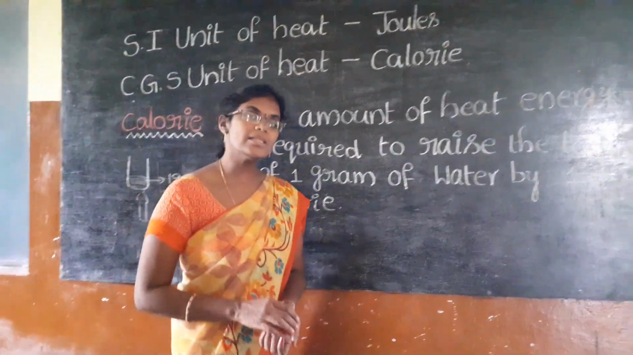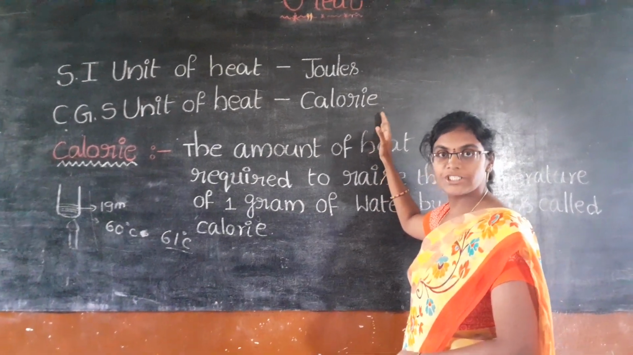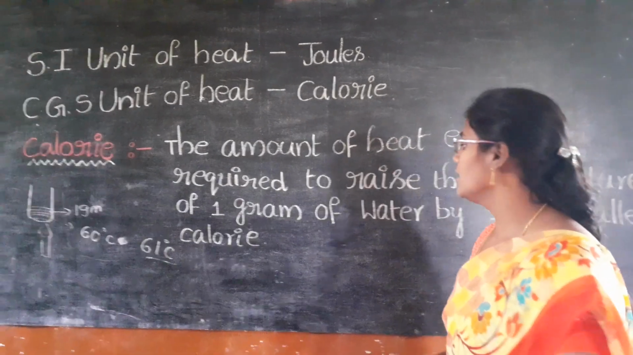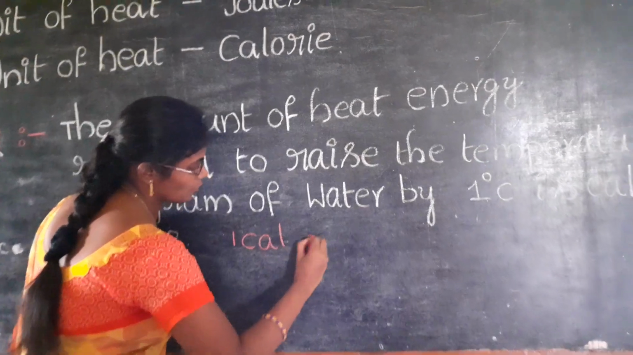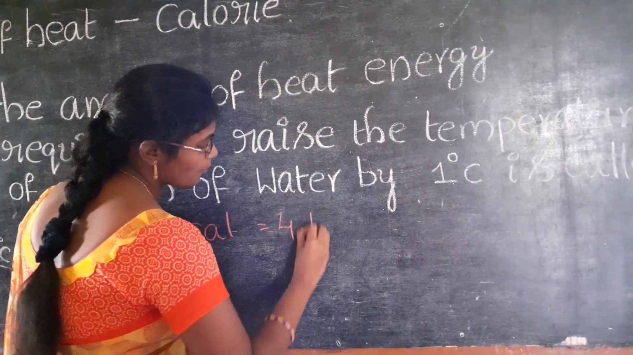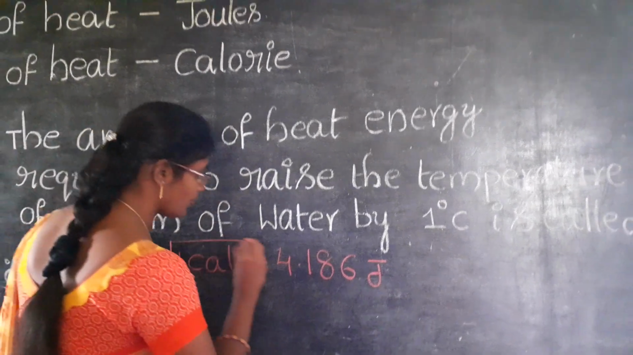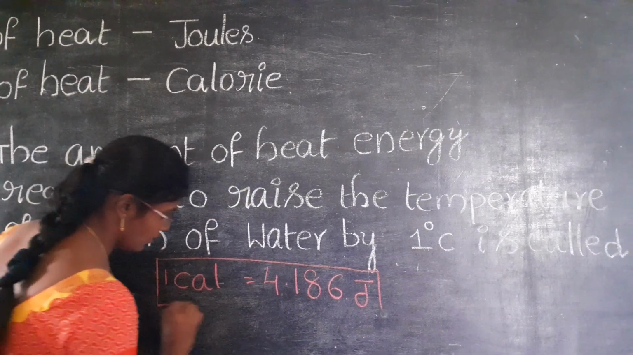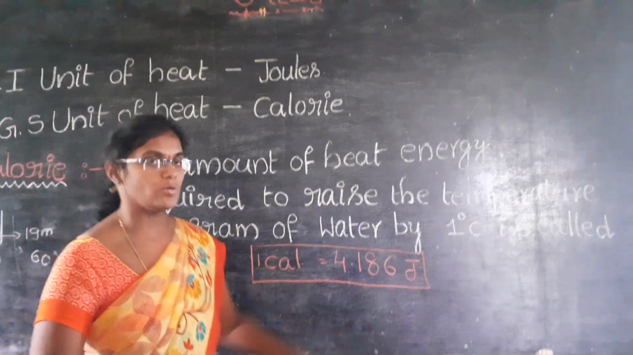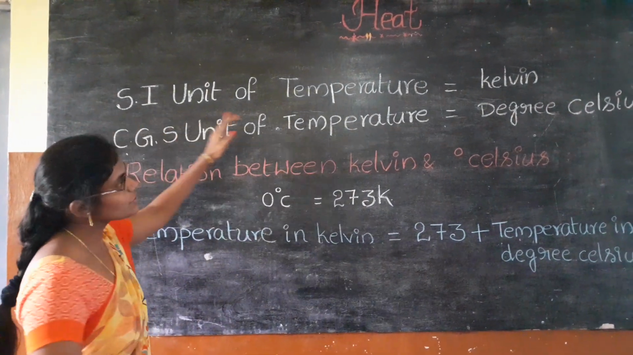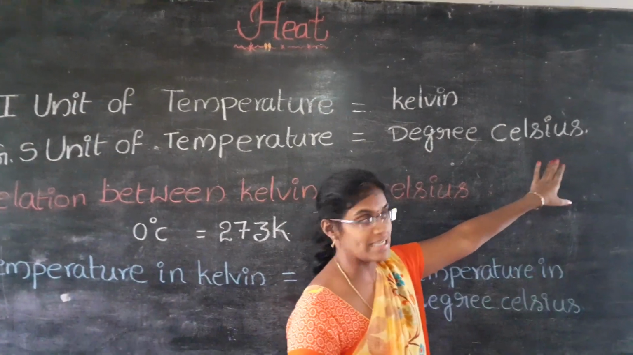Next, what is the relationship between joule and calorie? 1 calorie is equal to 4.186 joules. This is a very important point. 1 calorie is equal to 4.186 joules. And next, the SI unit of temperature is Kelvin and the Celsius unit of temperature is degree Celsius.